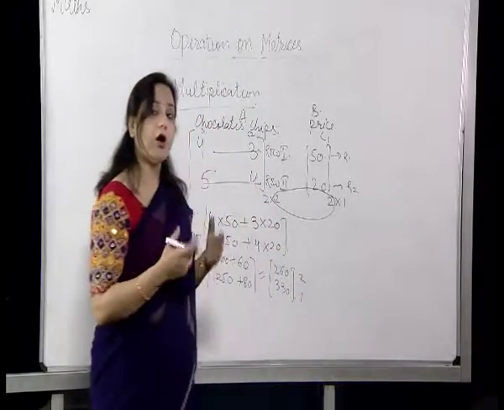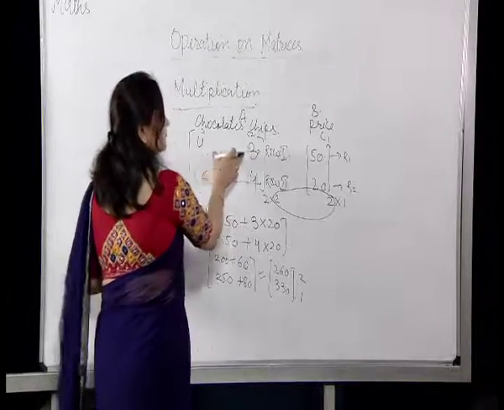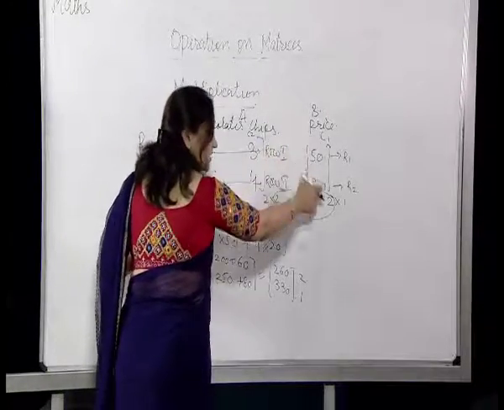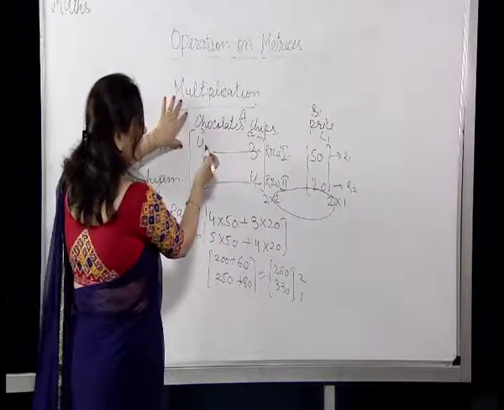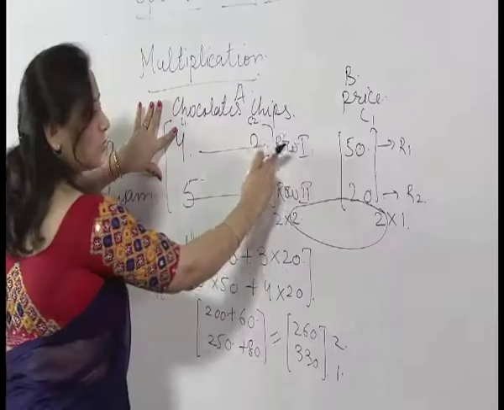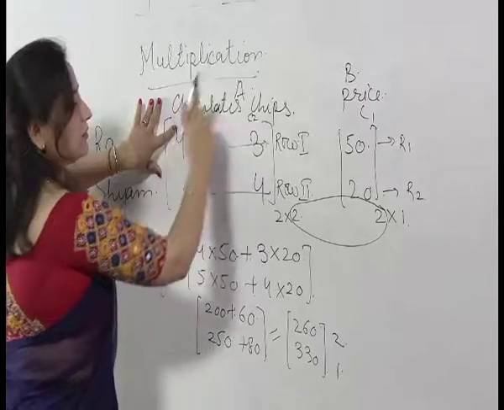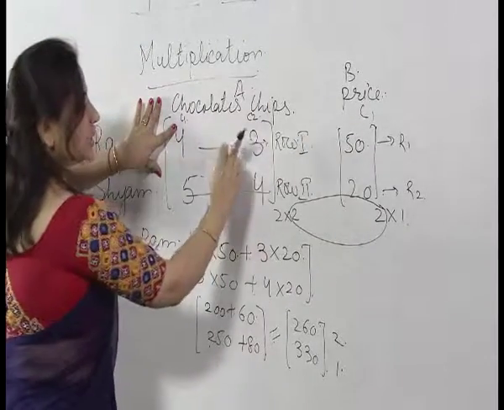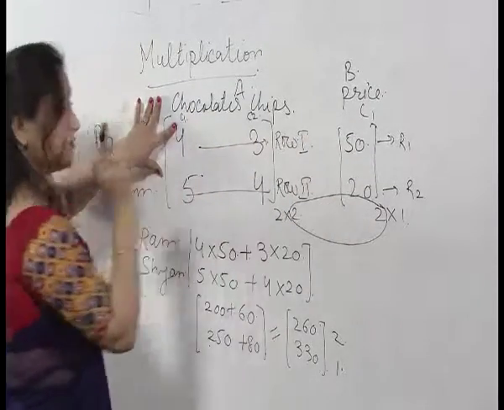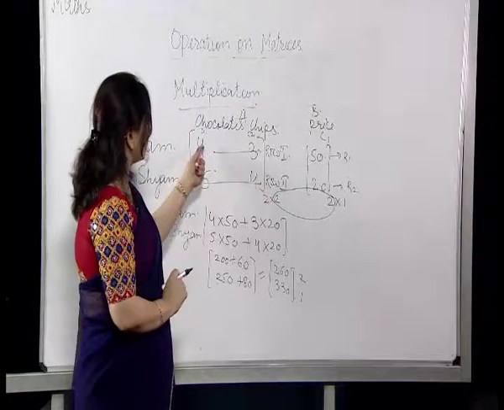So, now how do we multiply the matrices? What you have done, you have taken the first row and the first column. That means you have multiplied the elements of first row with the elements of the column. 4 with 50, 3 with 20. That means the first thing you will do, you will multiply. So, what will be the element?